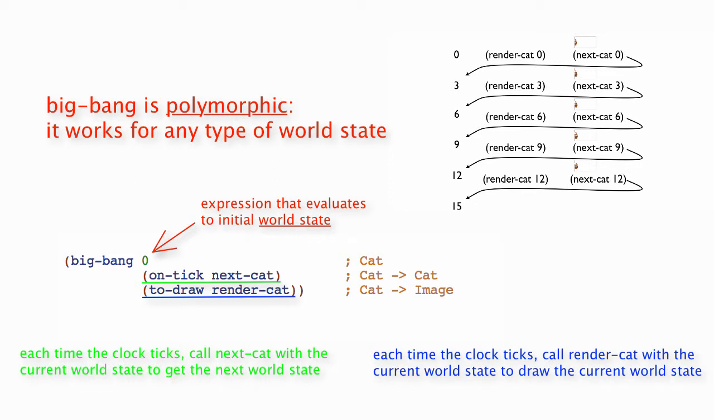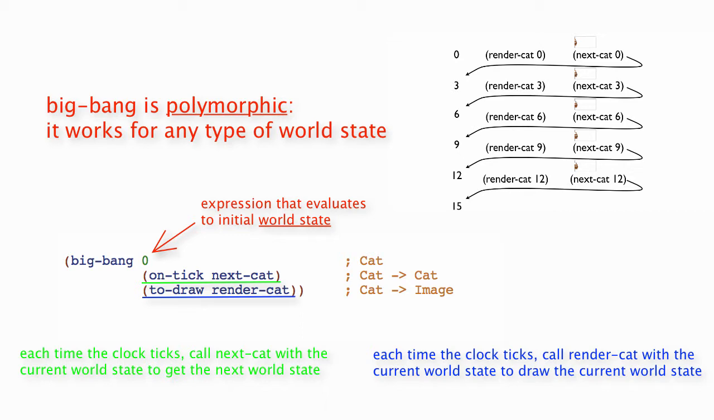One other point to make about Big Bang is that it's what computer scientists like to call polymorphic. It can work for any type of world state. So Big Bang doesn't just work with cats. For example, if you have an interactive world program that has to do with fireworks, then the world state could be firework. Or if you have an interactive program that has to do with lots of fireworks, then the world state could be list of firework. The world state can be anything you want it to be.